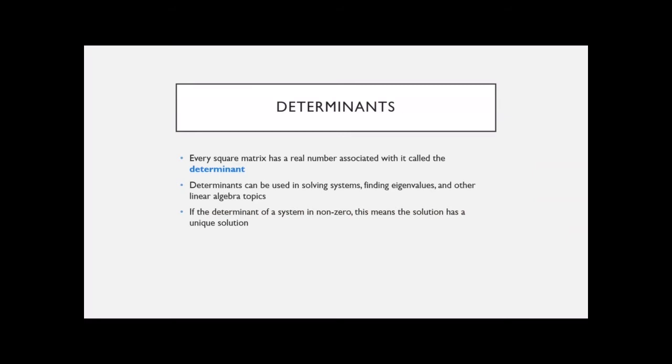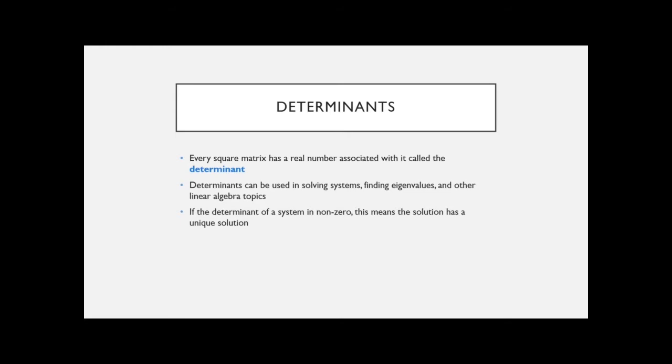So every square matrix has a real number, and that real number is called a determinant. Determinants are used to solve systems with matrices, such as using the inverse to solve, or because you need the determinant to find the inverse as one method. They are used to find what are called eigenvalues, which is something that you don't actually learn about unless you're going to take a linear algebra class.